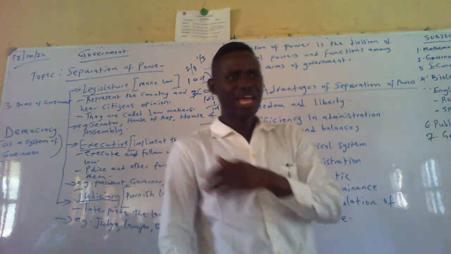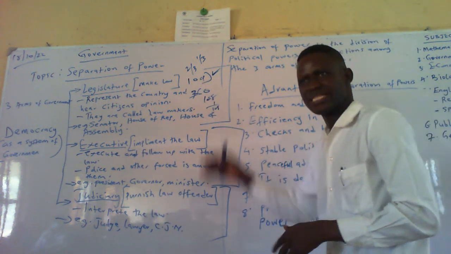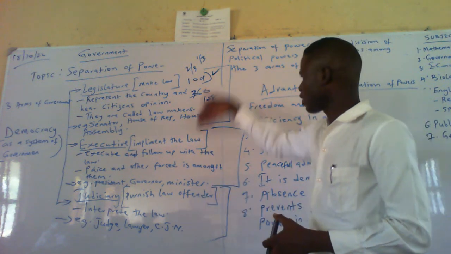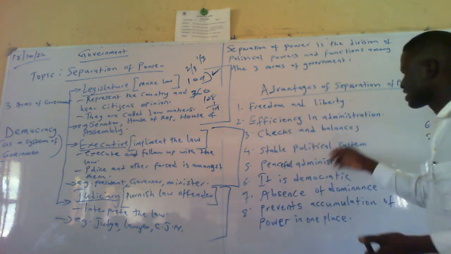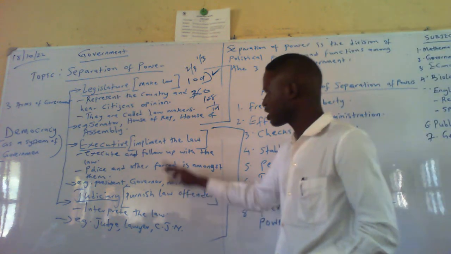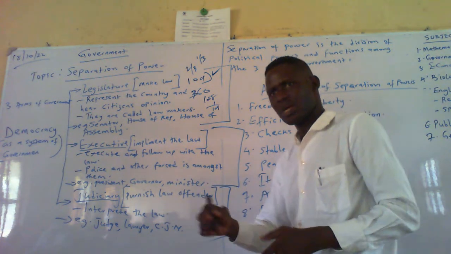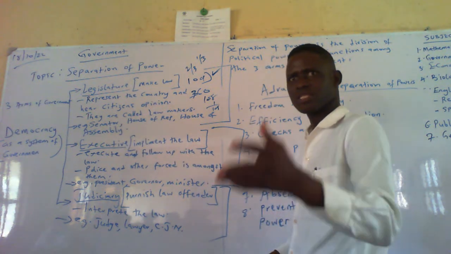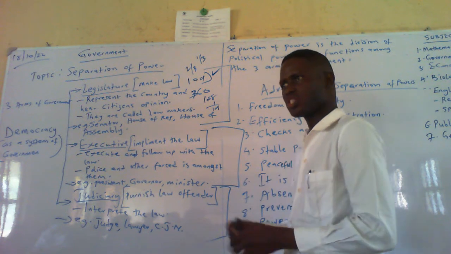The administration will work fine and perfect because people can checkmate. If these people are not working well, these people can question them. Checks and balances. There will be checks and there will be balances. That's why we are doing accounts. Those of us who have businesses, we do accounts, the credit side, the debit side, how much comes in, how much you spent. All those things you need to check.